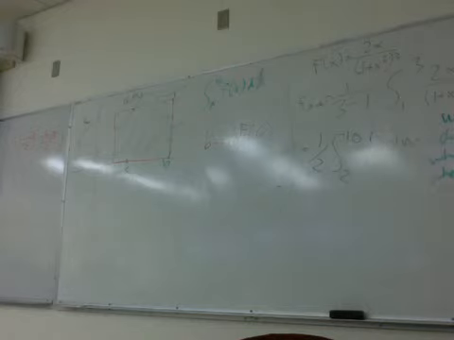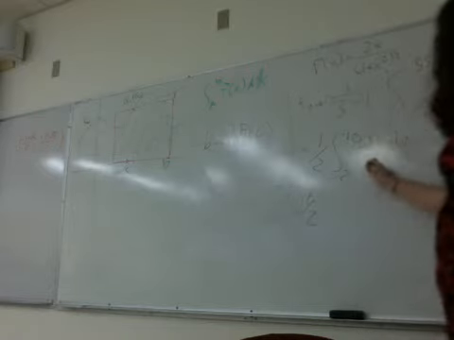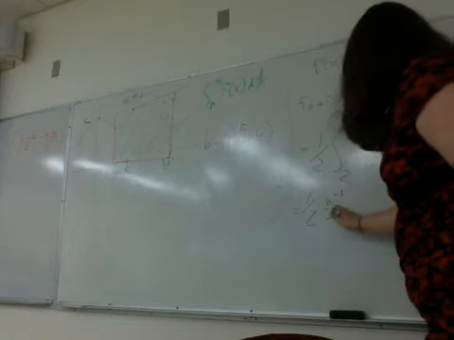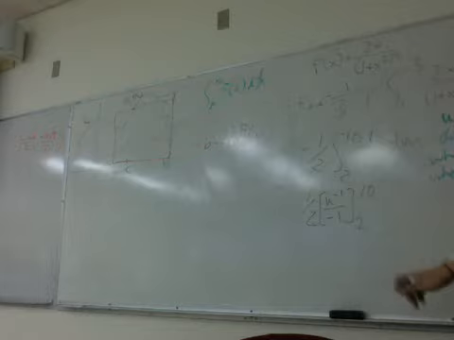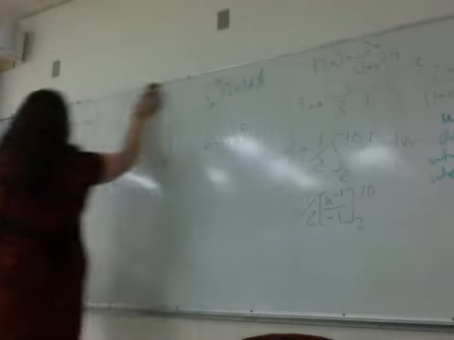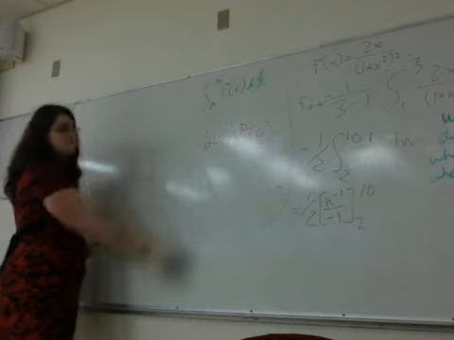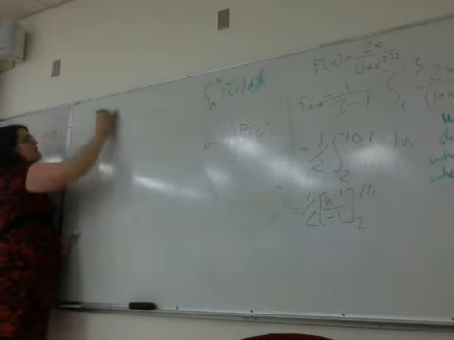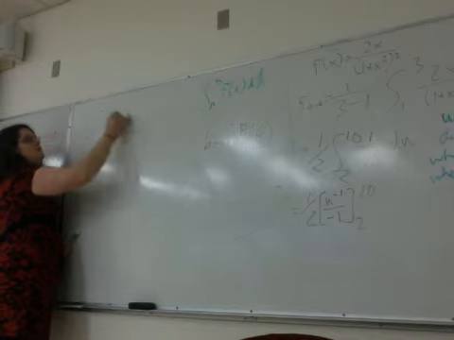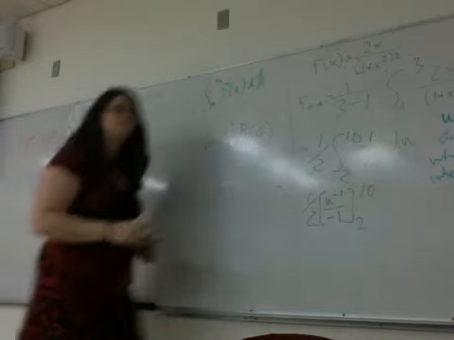Now if we integrate 1 over u squared, this is u to the negative 2. The integral of u to the negative 2 is u to the negative 1 over negative 1. This whole thing has to go from 2 to 10. So we plug in 10, we get 10 to the negative 1 over negative 1. We plug in 2, we get 2 to the negative 1 over negative 1.